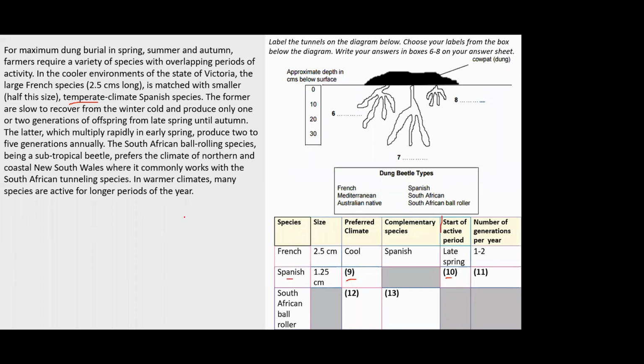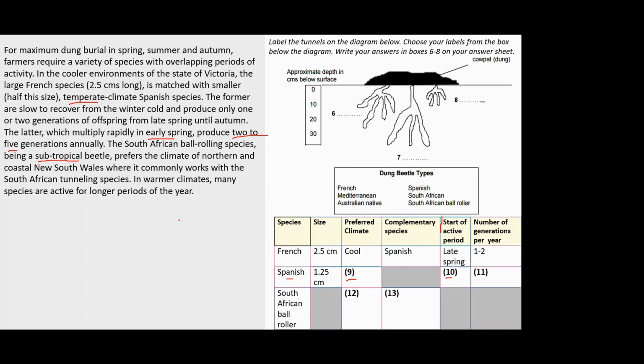And then similar for number 10, we want to find the start of the active period for the Spanish. So see if you can find that one. Early spring. Yes. So that's good. 2 to 5 generations. Yes. And then 12. Sorry. Okay. Subtropical. Yes.